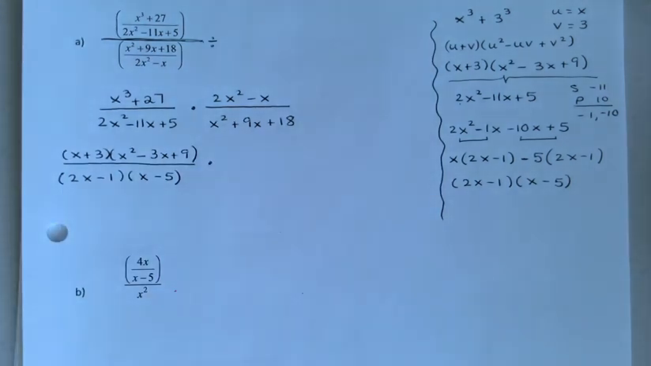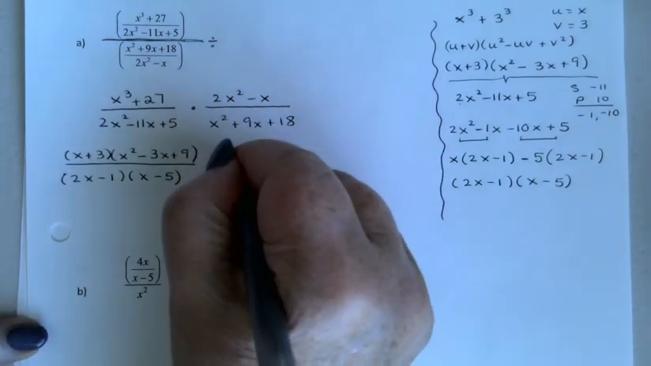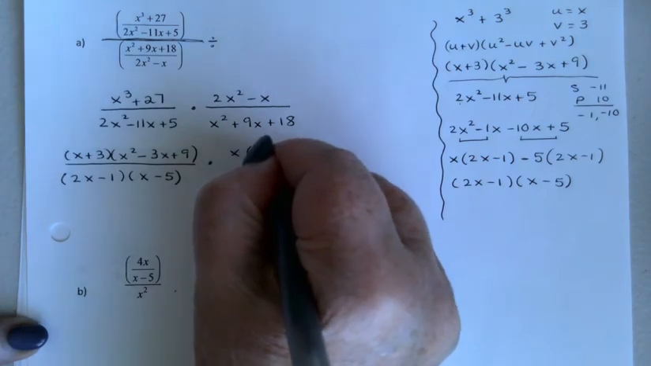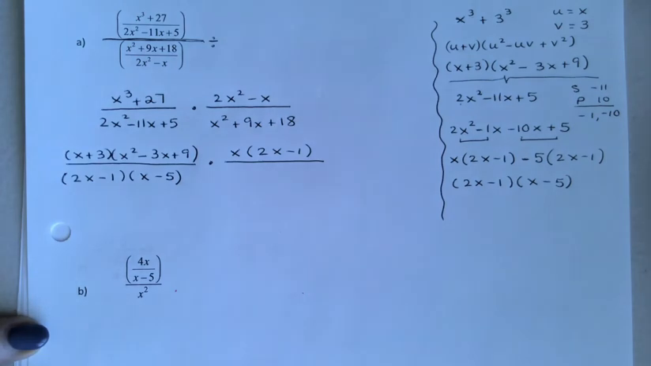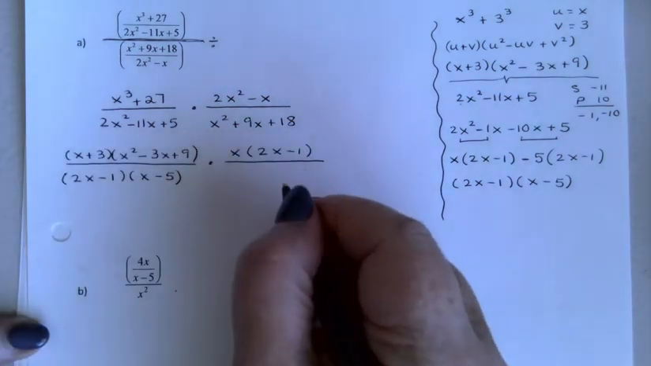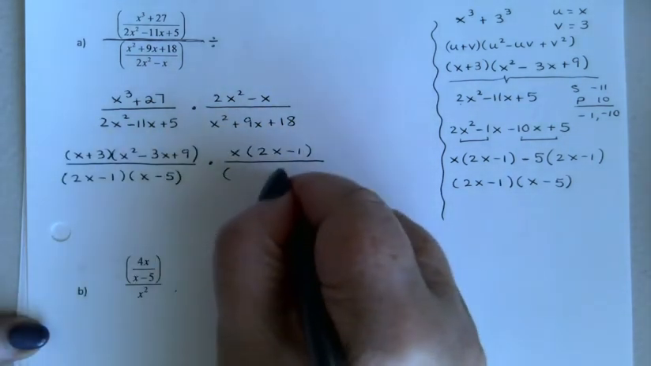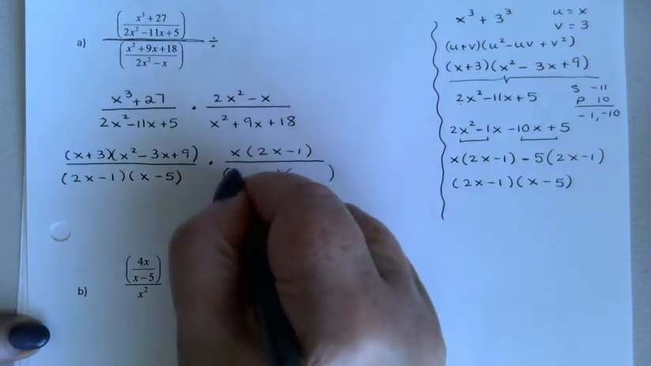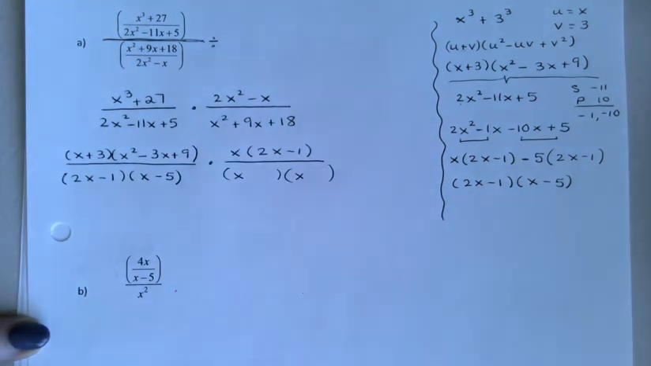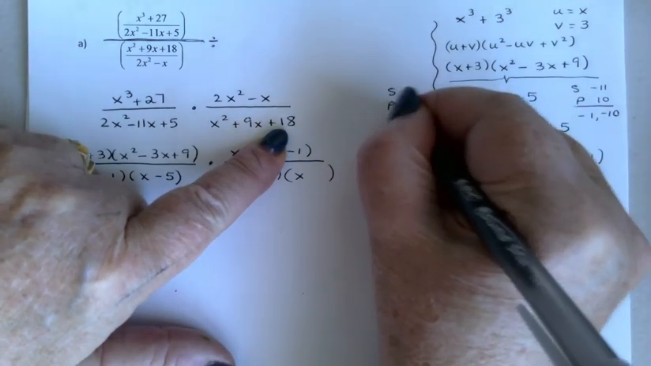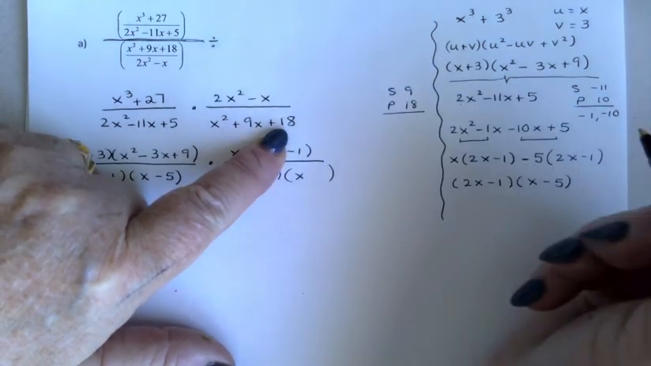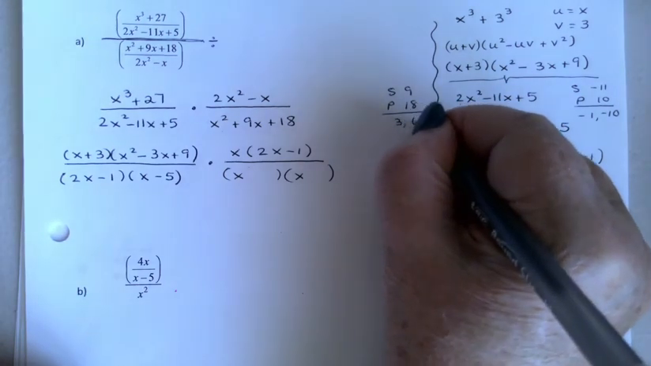Second fraction. Fortunately, I think the factoring on this one's a little nicer. The numerator over here, I think all I can do is factor out an x, which makes that 2x minus 1. And the denominator is a trinomial again, but with a leading coefficient of 1, I know it's going to start with x times x. And then I just need a sum of 9 and a product of 18. So 3 and 6.